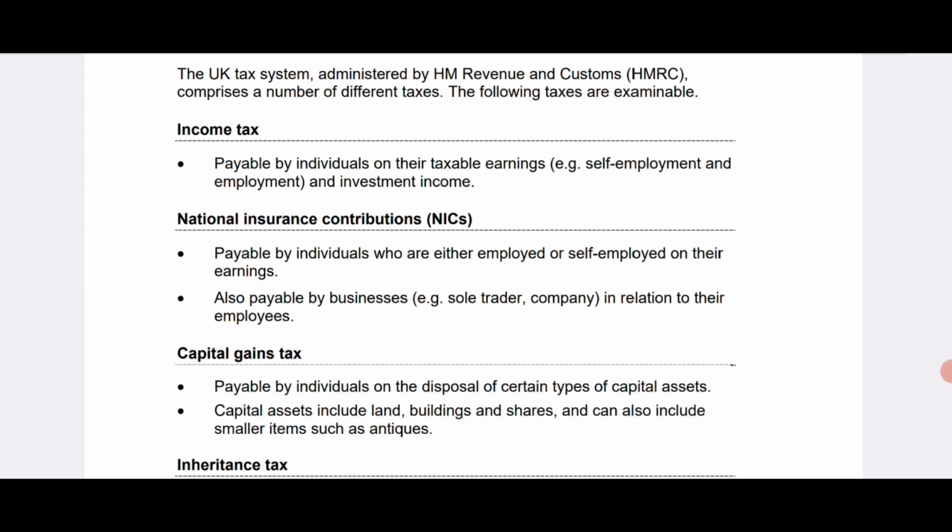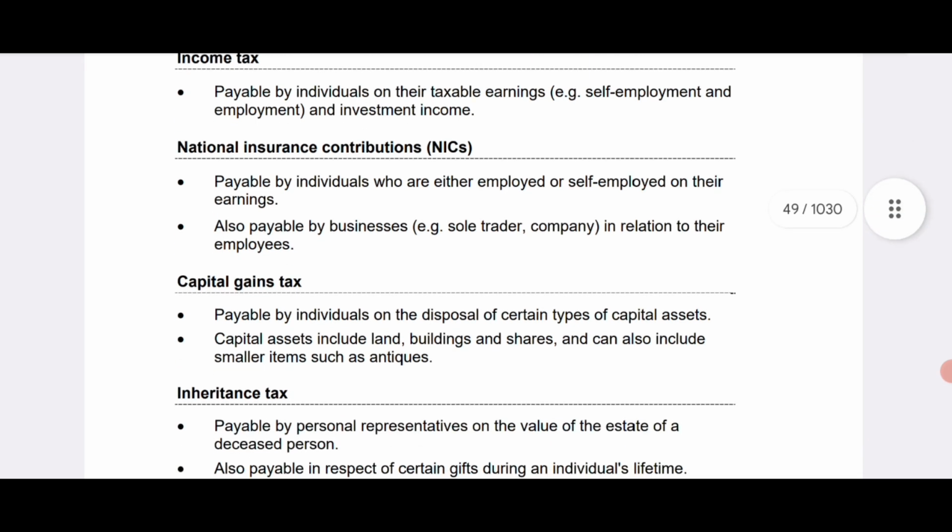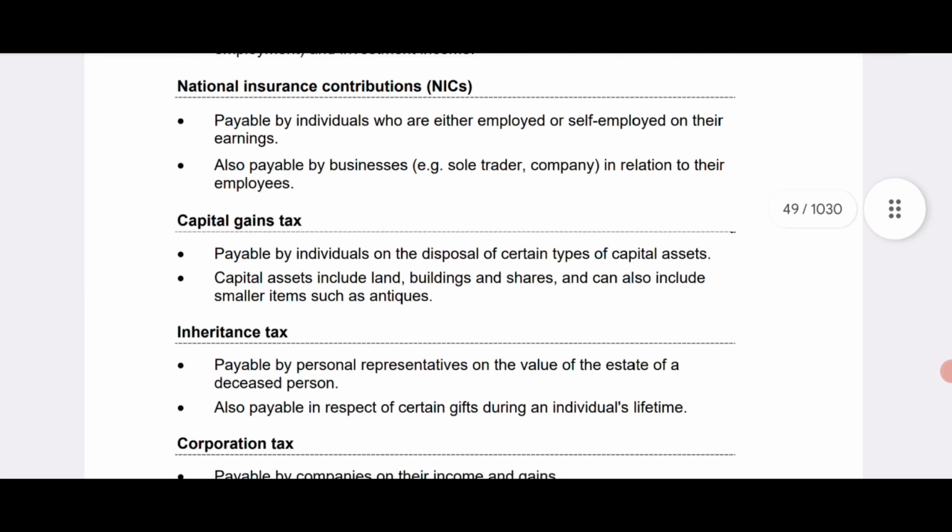This is the purpose of NIC, so they charge for their people when they need it. Capital gains tax (CGT) is very common in Pakistan and other countries. Whatever amount of disposal income is increased, they will charge a tax on the capital assets. Capital assets include land, buildings, shares, and also some smaller items such as antiques.